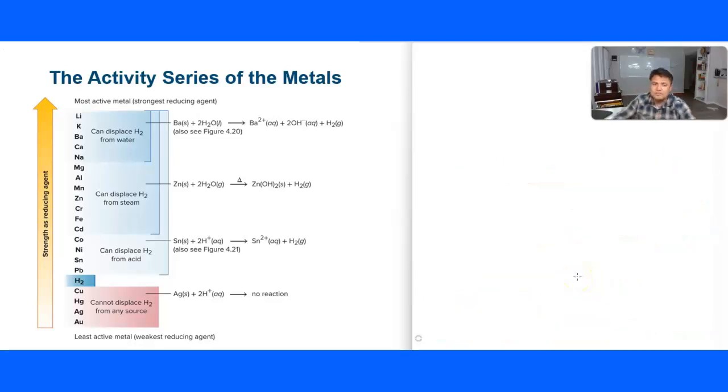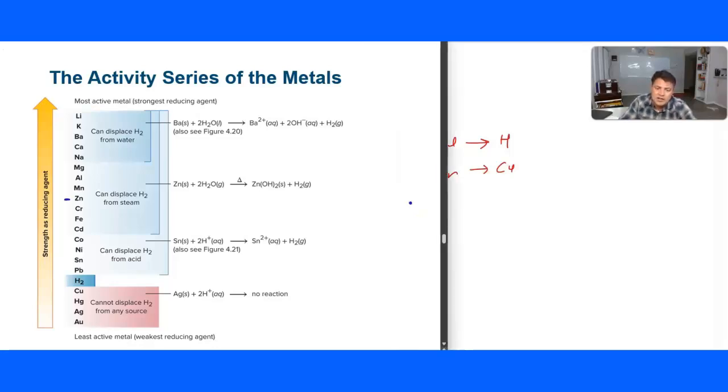Now let's see here. Zinc can reduce hydrogen. Aluminum can reduce hydrogen, zinc can reduce copper, right? Now let's see in this activity series, zinc is here, hydrogen is here, copper is here. Zinc can reduce copper, zinc can reduce hydrogen, but copper cannot reduce zinc. Okay, this is the series.